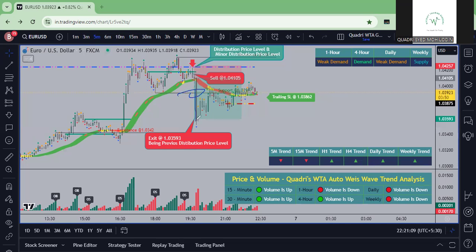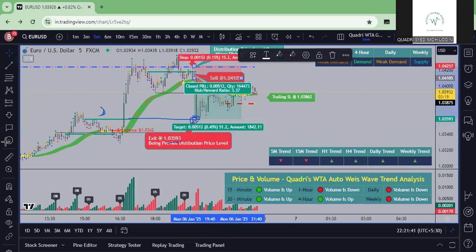So price went down, but I have a level because this is a distribution level in advance. So I have a pre-notion target that was 1.03593. So this is where I exited the trade. If I see how many points, give or take, see over here, 512 points profit. You do the math, the calculation about how many pips and all this stuff, so I'll not get into that. My risk to reward is 1 to 3.7.